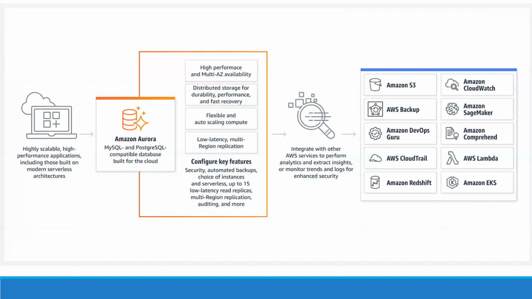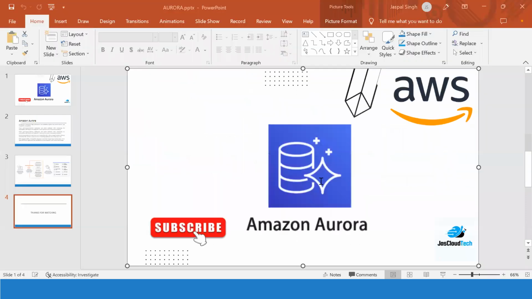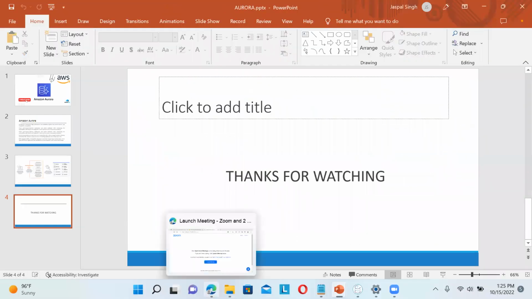We can integrate with other AWS services like S3, Backup, DevOps Guru, CloudTrail, Redshift, Lambda, EKS, Comprehend, SageMaker, and CloudWatch. All these options are there while we are creating this DB instance. So let's move on to the lab session.